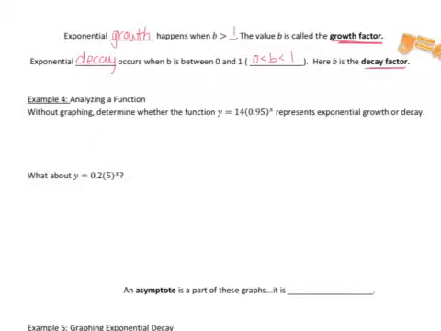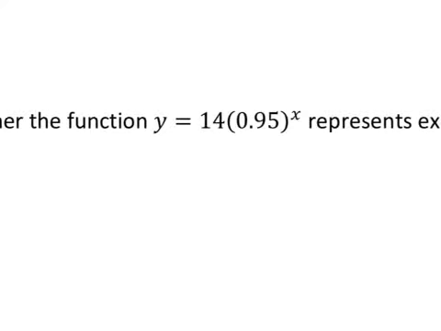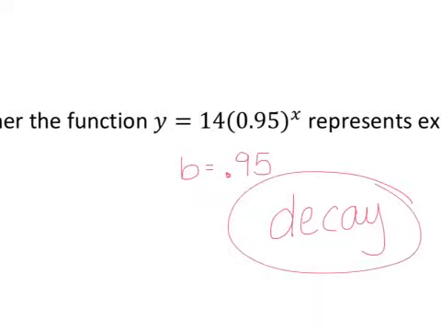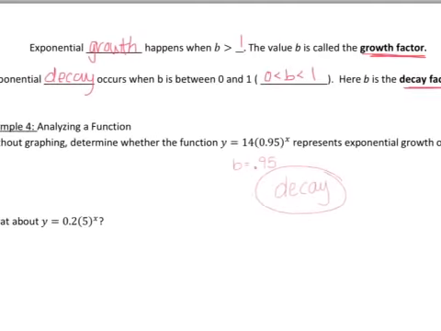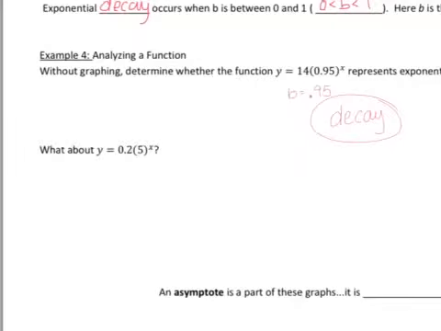So what part of this equation should we look at? The b. Which part is the b? B equals 0.95. So is that growth or decay? Decay, because it's between 0 and 1. Ta-da! Okay, what do we need to look at in the next one? Which is? So what is this one? Easy enough?